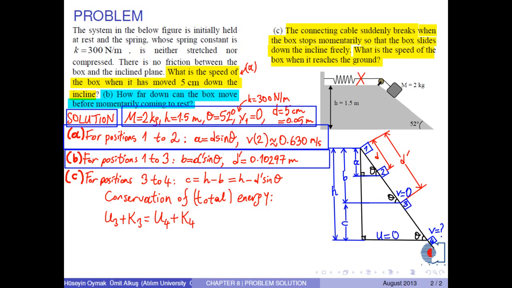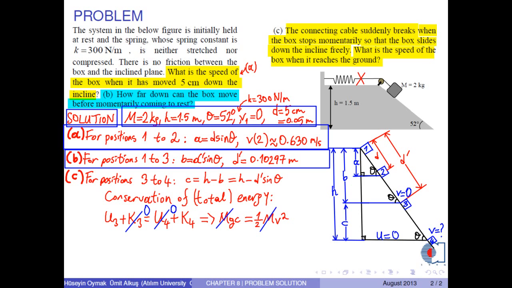Then the potential energy of the box at point 3 becomes m times g times c. The kinetic energy of the box at this point is 0, since it stops momentarily at this point. The potential energy of the box at point 4 is 0. And the kinetic energy is 1/2 m times v squared. As you notice, we didn't write the spring energies, since the cable broke at point 3.